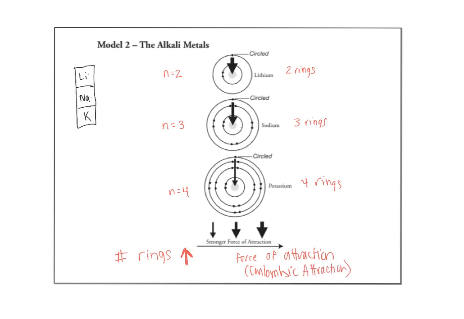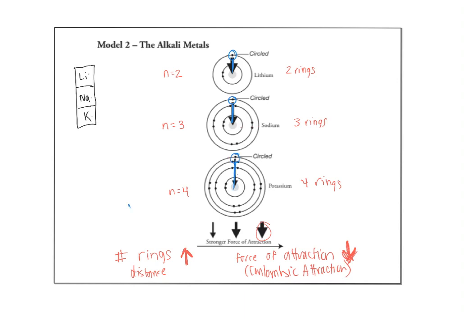Well, if you look, stronger force of attraction means thicker arrow. The arrow is getting thinner and thinner, so force of attraction goes down. Okay, is that consistent with our last slide? Absolutely. As the number of rings, as the distance goes up, the force of attraction goes down, because what we're seeing here is this electron is closer to the nucleus, this one's farther, and this one is the farthest, right?